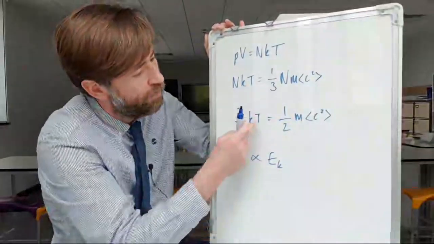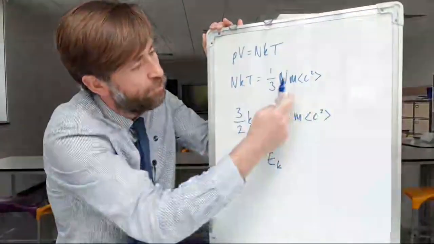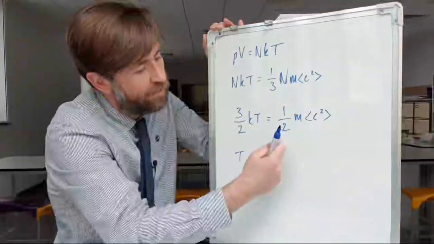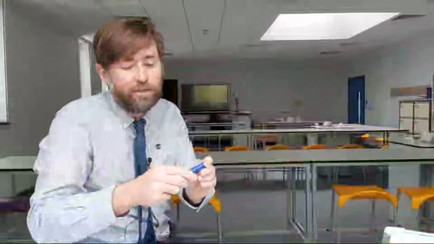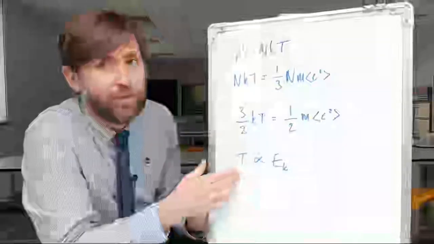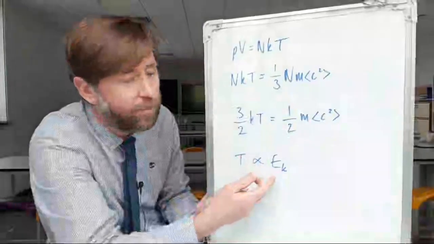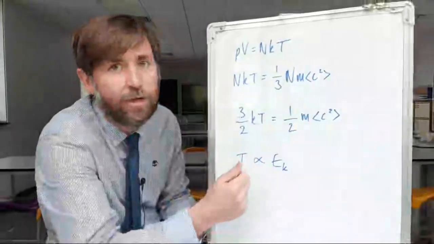And now I've got something where temperature is proportional to the average kinetic energy, which is what I aimed to do. So that question was all about work done on a gas causing an increase in temperature, and the explanation of which is that you're doing work on the gas, so you're increasing the kinetic energy of the particles. And the average kinetic energy is proportional to temperature. So if the kinetic energy of the particles goes up, then the temperature goes up.